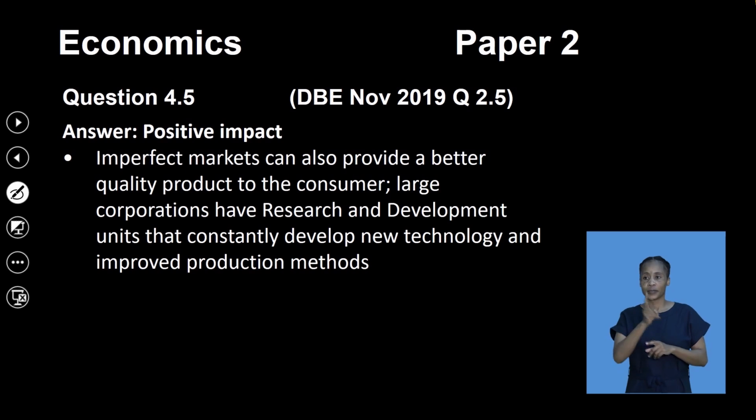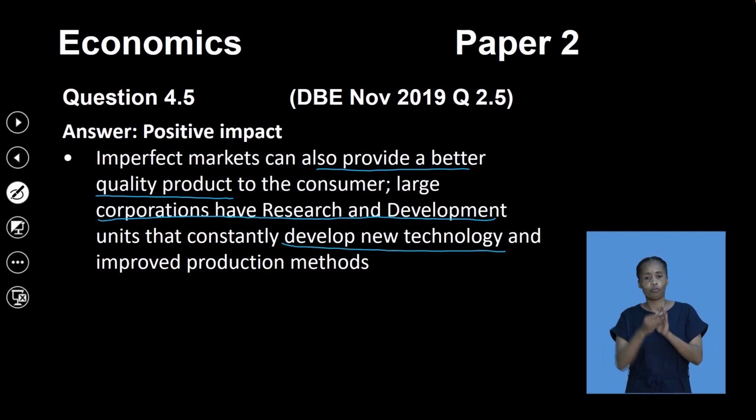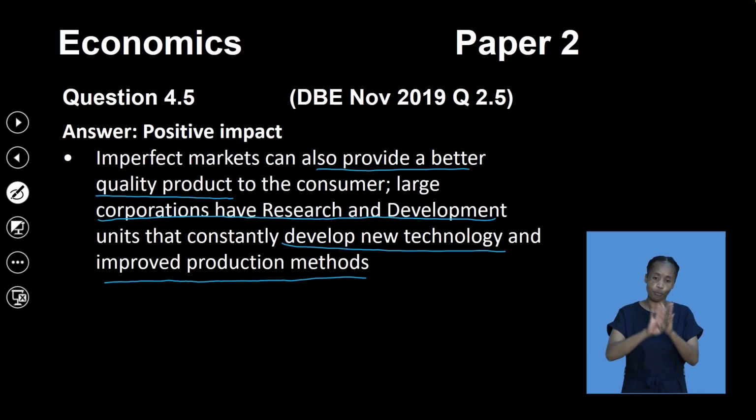It says imperfect markets also provide a better quality of product to consumers. Large corporations have got research and development units that constantly develop new technology and improved production methods. So these guys are able to provide better quality. That's another positive. Let's go to the third one.